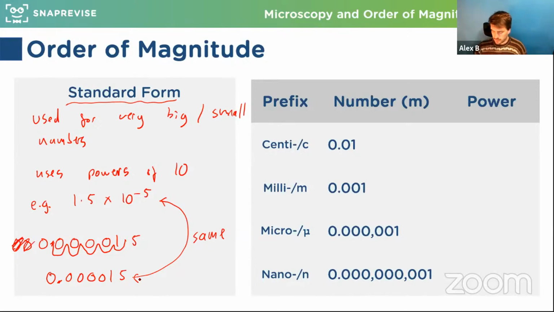So let's just work out what these prefixes, what power are they to? So for example, let's do centimeter together. We want to know what this would be in standard form. We need to move the decimal point 2 times. 1, 2. Then we'd have 1 times 10 to the negative 2. That would be centimeters. So what about for millimeters, micrometers, and nanometers?